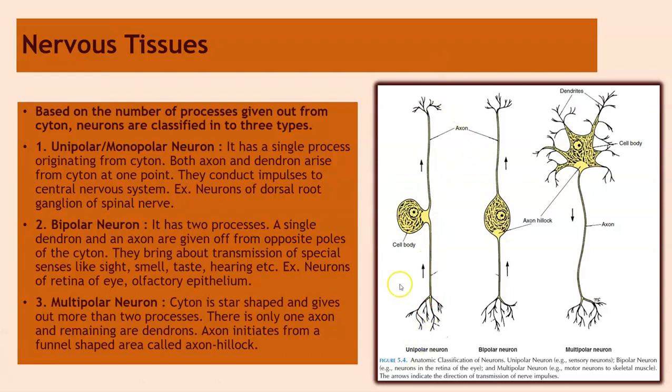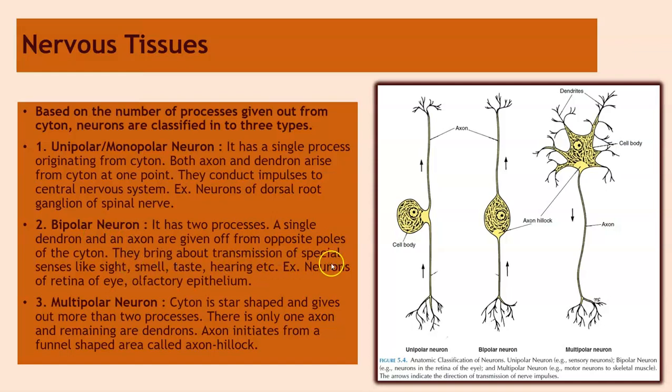So here, have a look at this. This is your unipolar neuron. Such a neuron is present in the dorsal root ganglion of your spinal nerve. You can see it's just at one point. Then we have the bipolar neuron. It has two processes. A single dendron and an axon are given off from the opposite poles of the cyton. So have a look at this image. Here you can see this is the cell body, cyton, and in two opposite directions, two processes have come out. So this is a bipolar neuron.